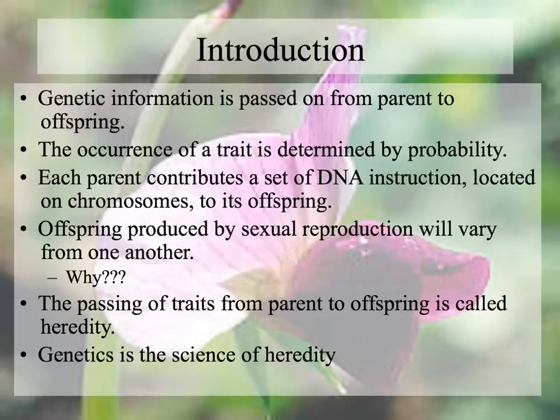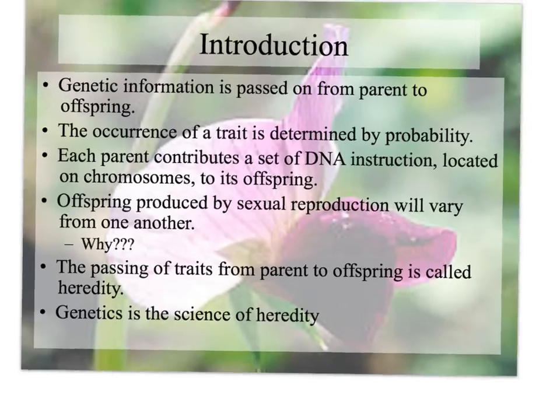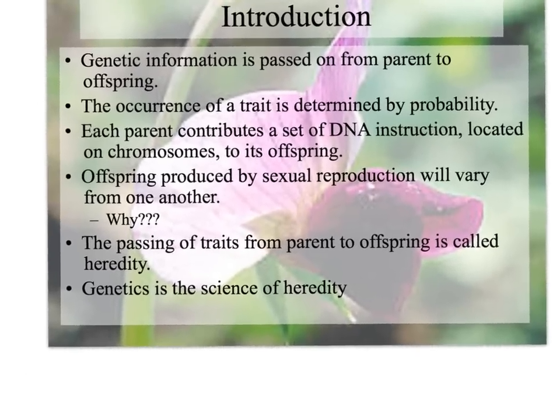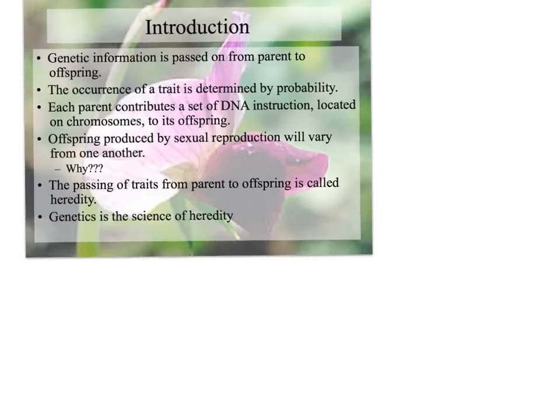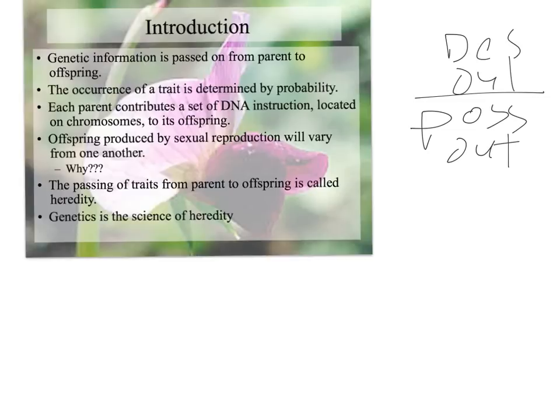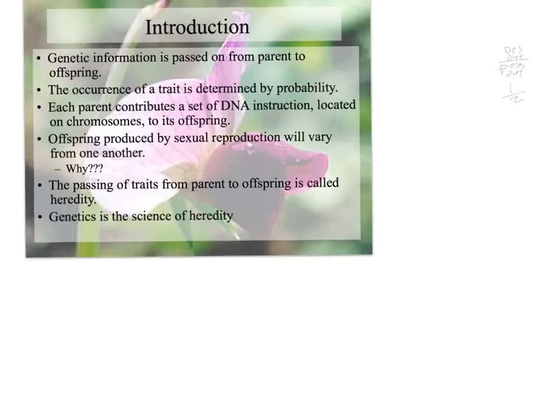As we mentioned several times in class, genetic information is passed from parent to offspring, and a trait is determined by probability. Probability is the number of possible outcomes over the desired outcomes. If you think of a coin flip, you want heads. There's one possible outcome out of two that are available to us, heads and tails.